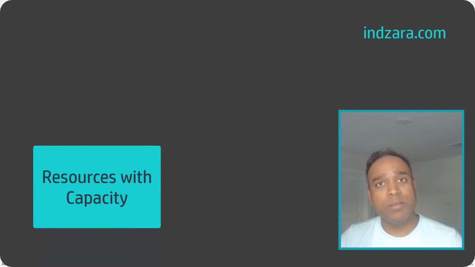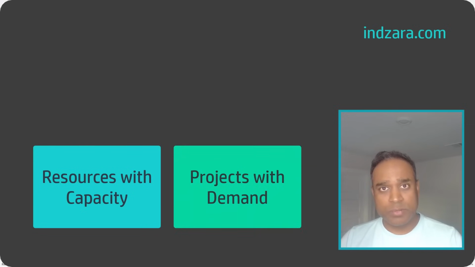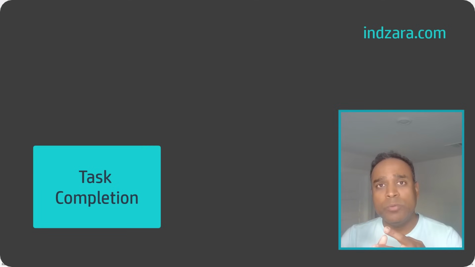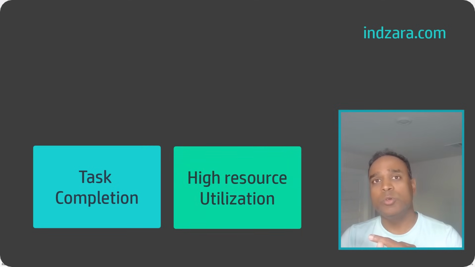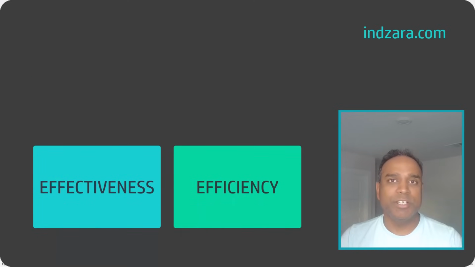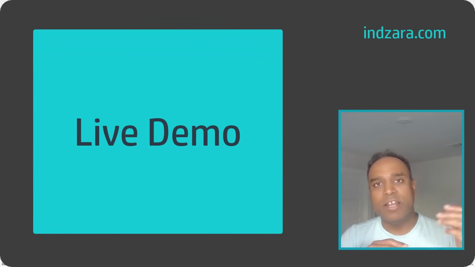As a project manager, on one side, you have resources with capacity available, and on the other hand, you have tasks or projects that need to be completed. So your objective is to, number one, ensure that all the tasks can be completed. Number two, the resources are used efficiently. So you need both effectiveness and efficiency. Now, let's take a live look at the Excel file where I will walk you through an overview of how you can use this template for your project planning.